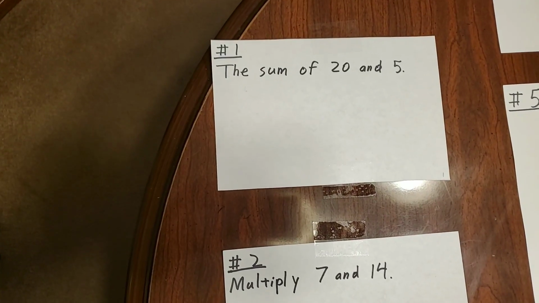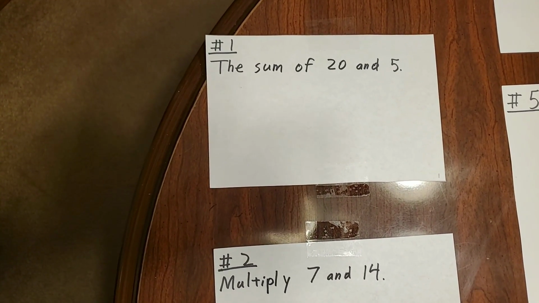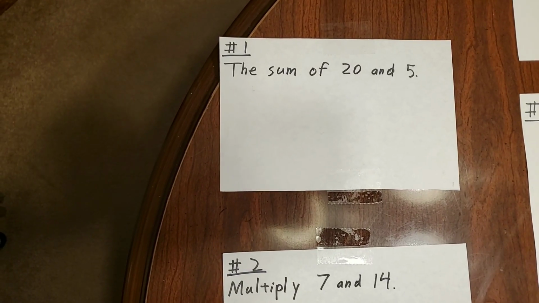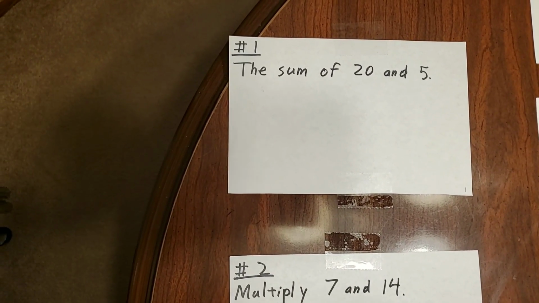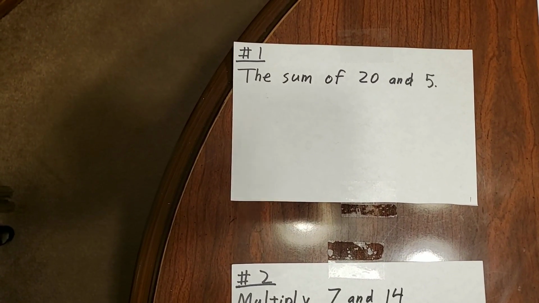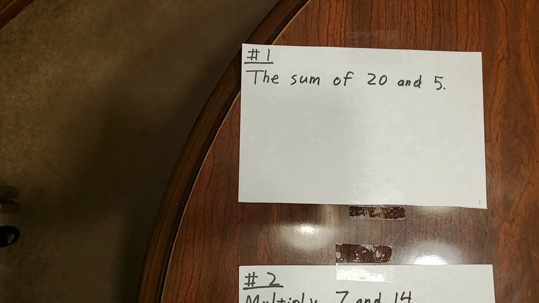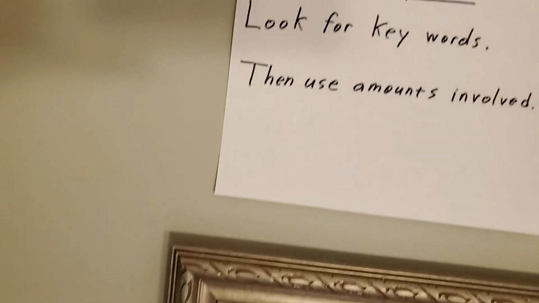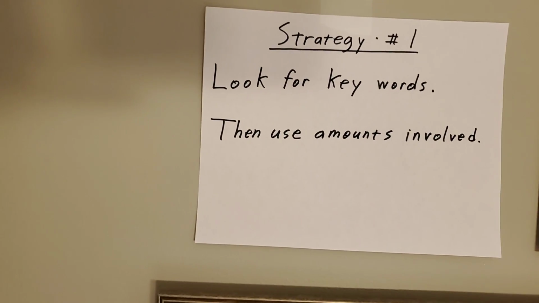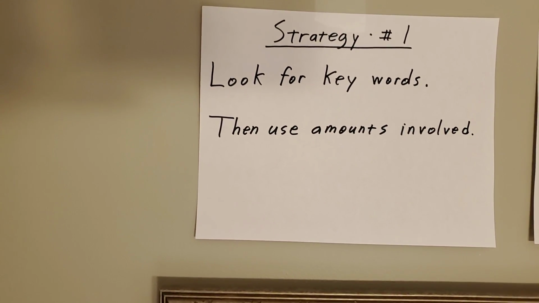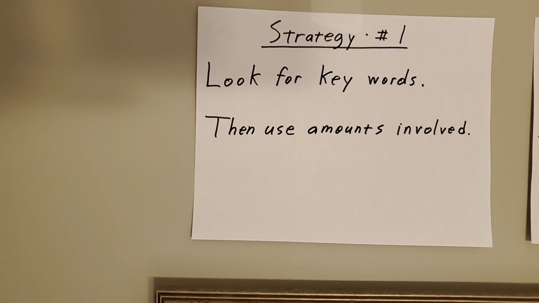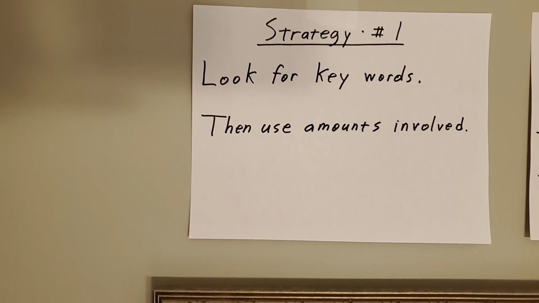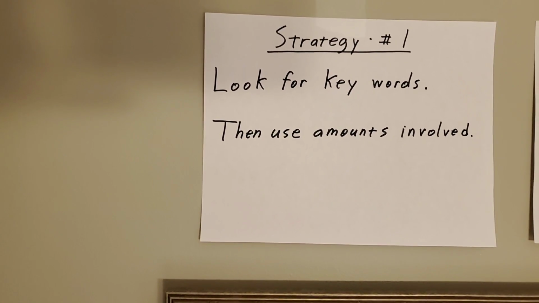Well, let's go to step number 1. If we are trying to turn a words or number sentence into an expression or equation, here's our first strategy. We're going to look for keywords. After we do that, then we're going to use the amounts involved. So we look for the keywords and then use the amounts involved.